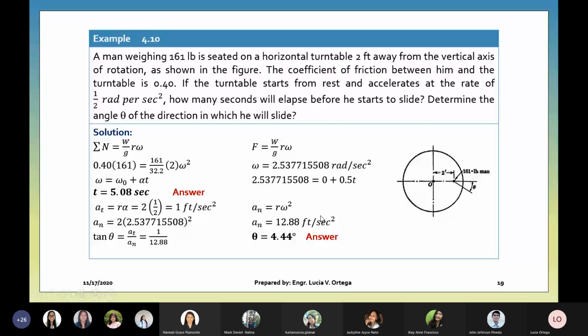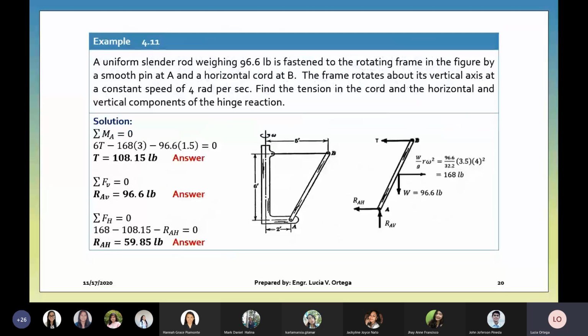Okay? So next. A uniform slender rod weighing 96.6 pounds is fastened to the rotating frame. This is the rotating frame, L shape. This is the rod, AB. Of course, there is a cord here that supports the rod. The frame rotates about its vertical axis at a constant speed of 4 radians per second. So this is the rotation. Find the tension in the cord and the horizontal and vertical components of the hinge reaction.